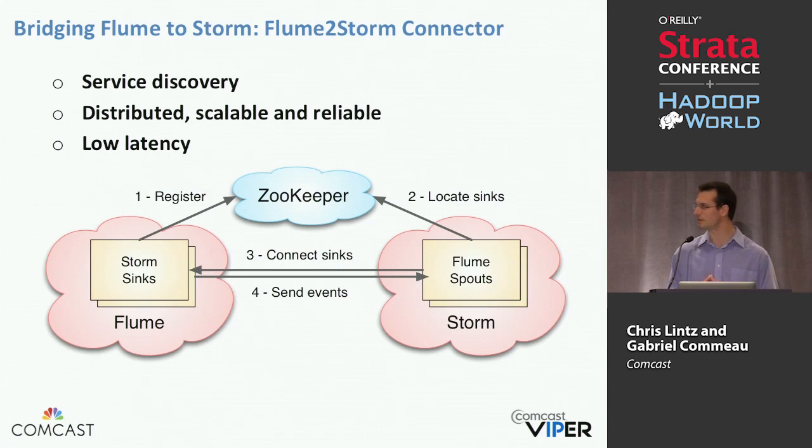So in a nutshell, this is the way it works. You have the Storm sinks in Flume that connect to Zookeeper and register their presence. The Flume spouts in Storm connect to that same Zookeeper quorum, locate the sinks, and connect to them. The Storm sink in Flume just distributes the Flume events to its connected spouts.